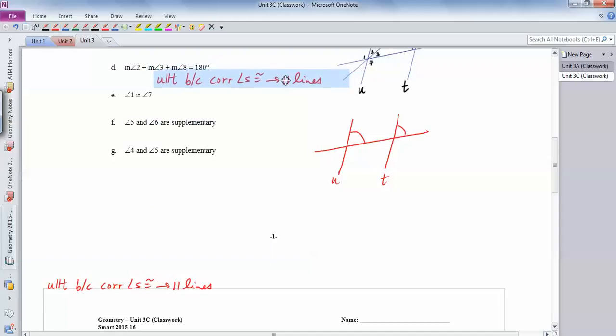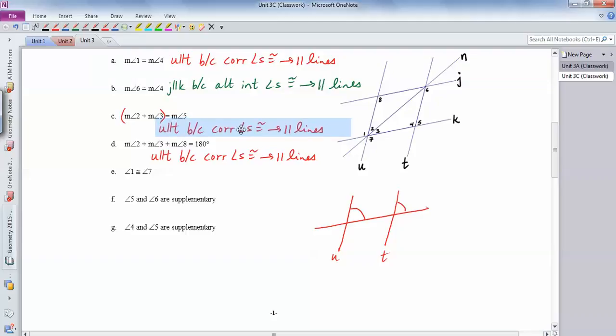Right there. Oh, that's in the wrong spot, isn't it? Right there. Okay, so let's look at 2 plus 3 plus 8 equals 180. So again, 2 and 3 put together, it's probably a good idea to think of it like this: 2 and 3 put together plus 8 equals 180.